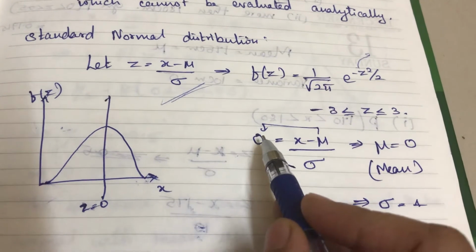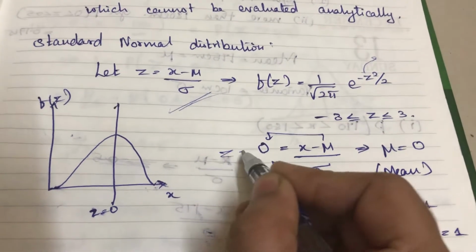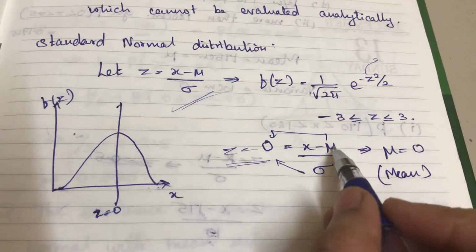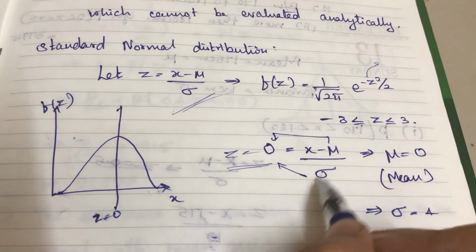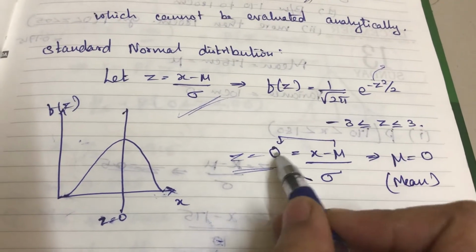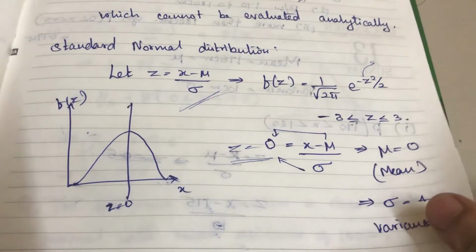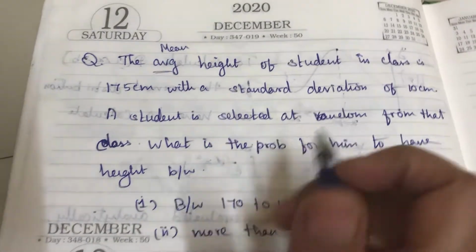If I put 0 in terms of z, you can see here the mean will get the value 0, but the variance will come here, so it will become 1. Okay, this is the standard normal distribution.